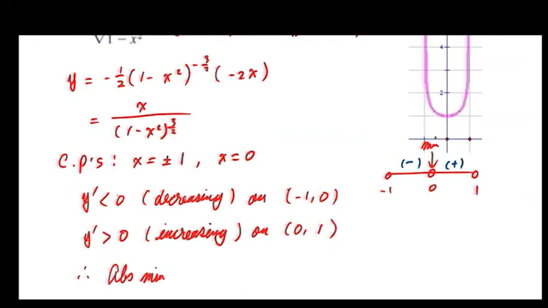Because the only thing this function does is decrease, then increase. So this has to be like a parabola at the bottom kind of thing. Absolute minimum at f of 0. And you plug in 0 and you get 1. How about that?